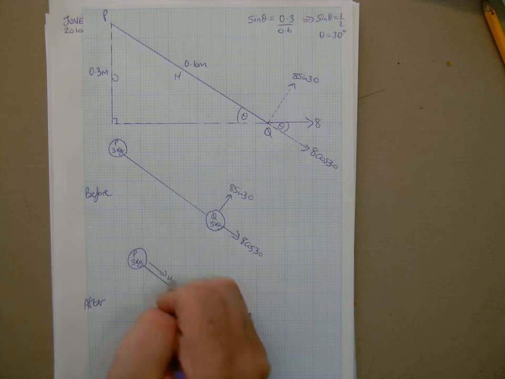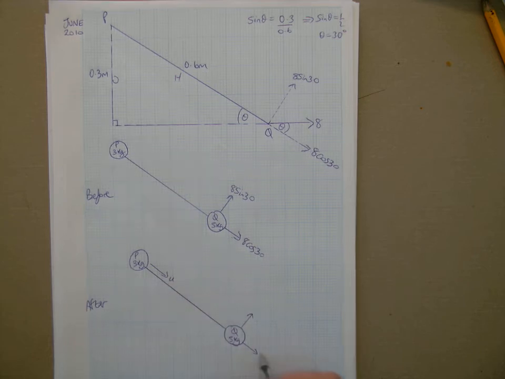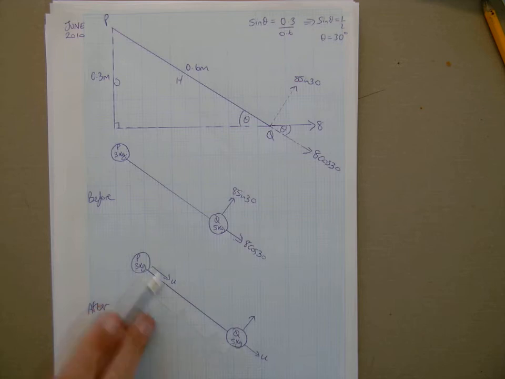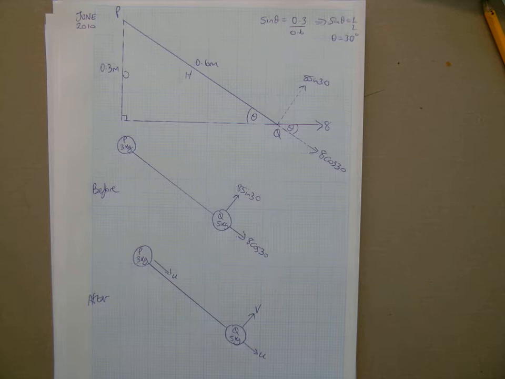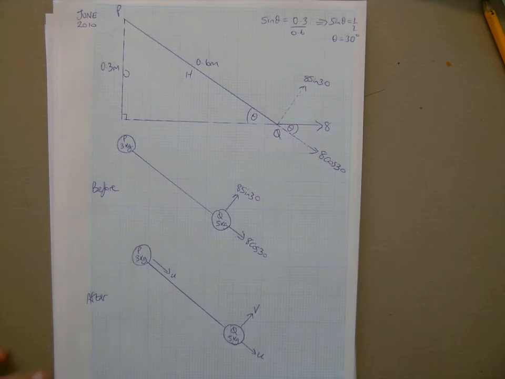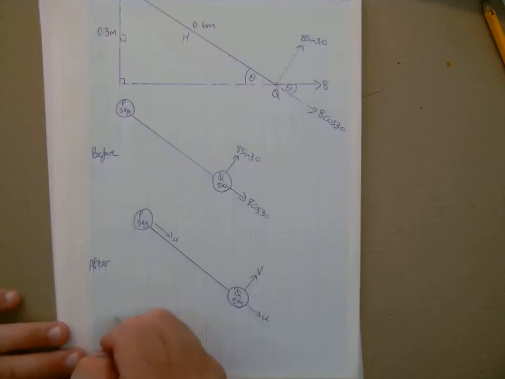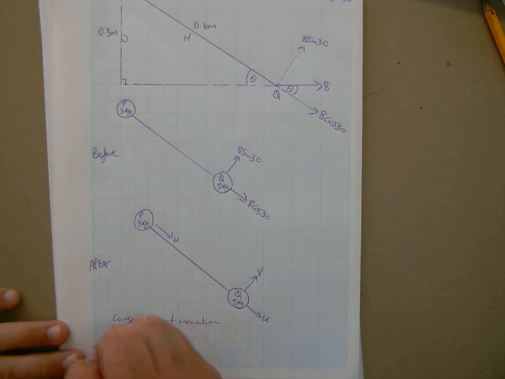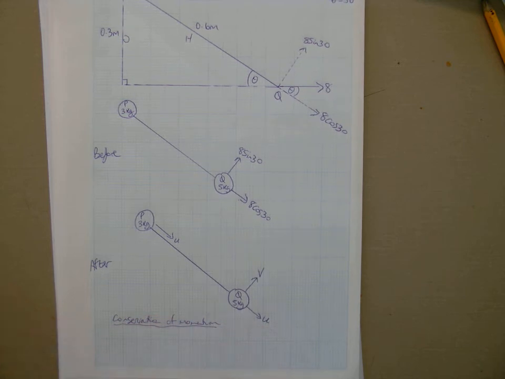So if we call that speed U, what's good is that component there is going to be the same as the component here, because the string is taut, they'll be moving at the same speed along it. And of course then we'll call that maybe V, which is perpendicular to it. So what I can do then is apply the conservation of momentum, so momentum is conserved simply because no momentum is lost in the whole system.